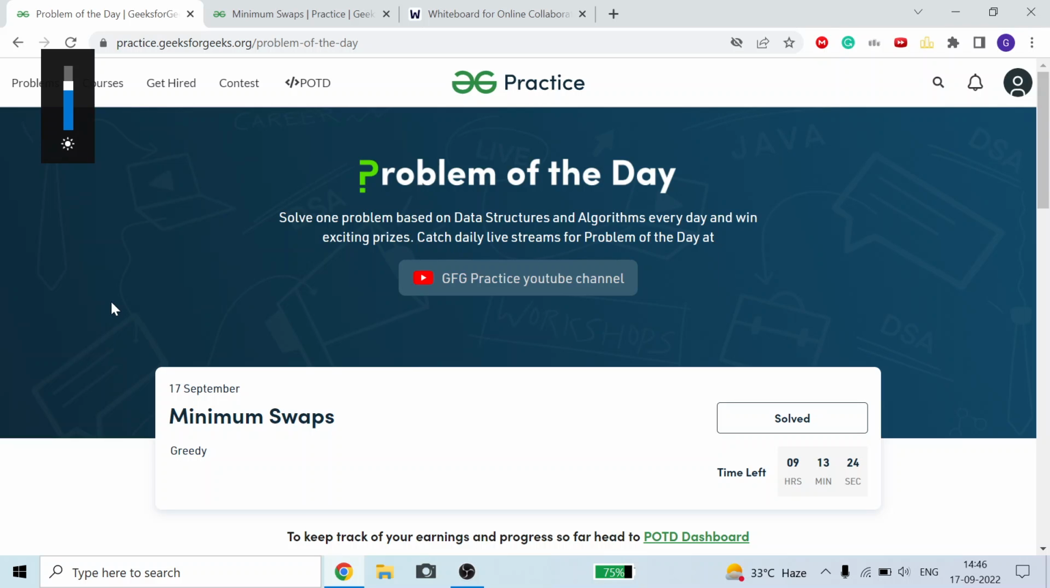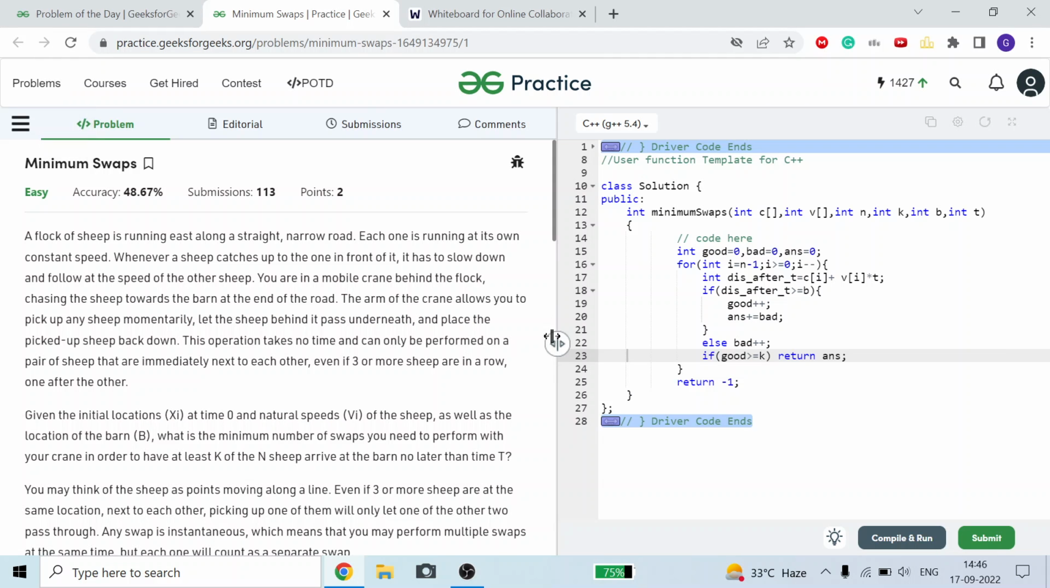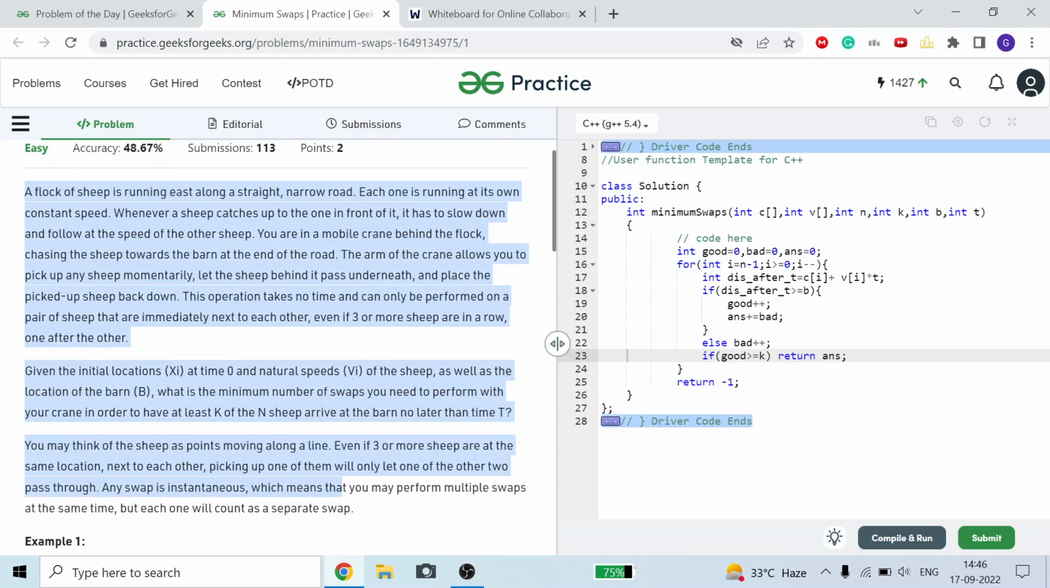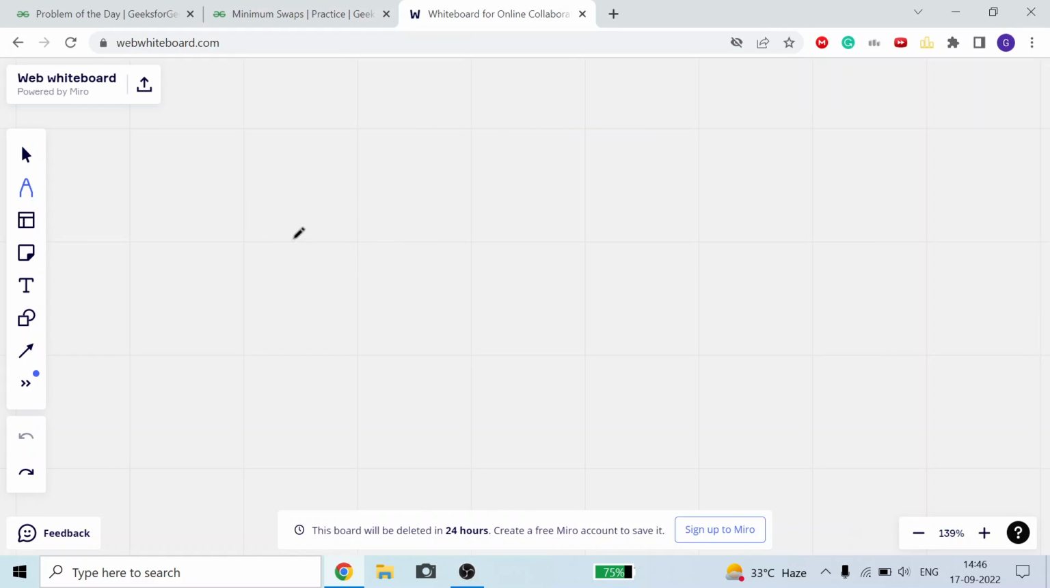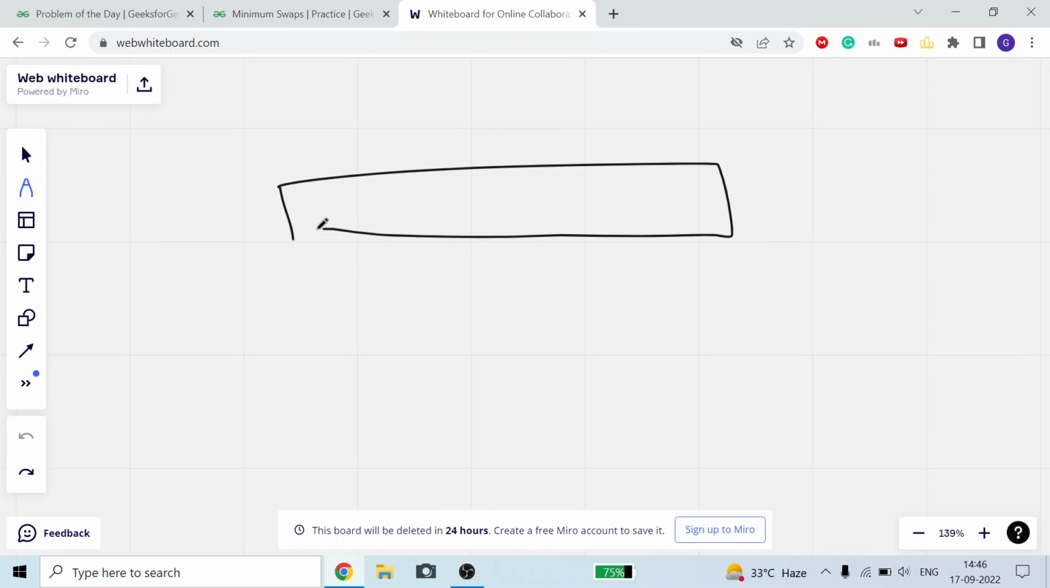Today we are going to discuss this minimum steps problem of GFG. So let's move on to the problem, guys. Here we are given a very long problem statement, so I am just telling you what we have to do. We are given the current position of a ship.